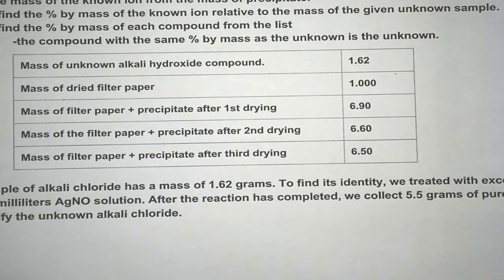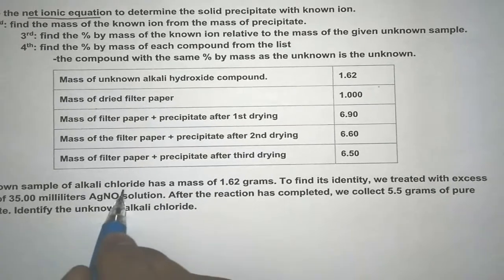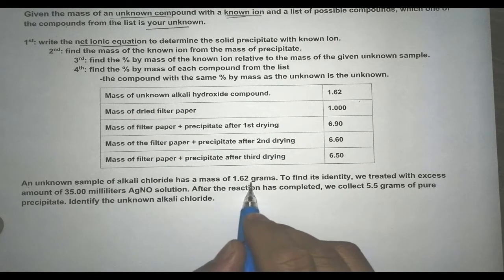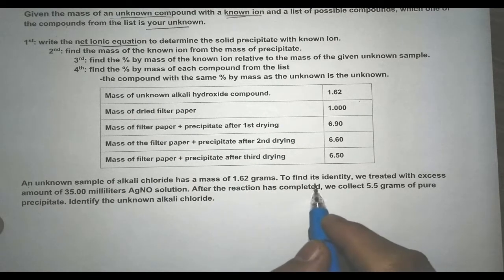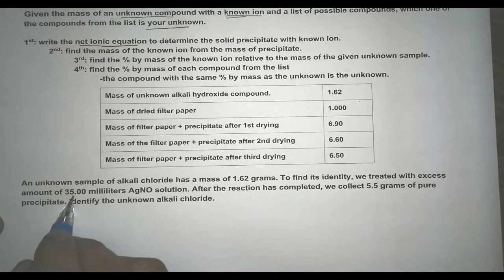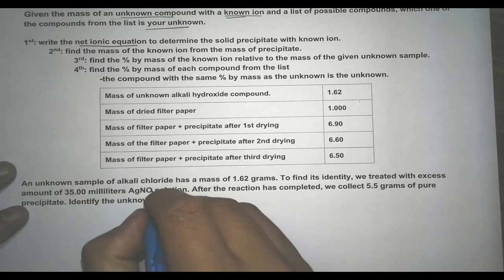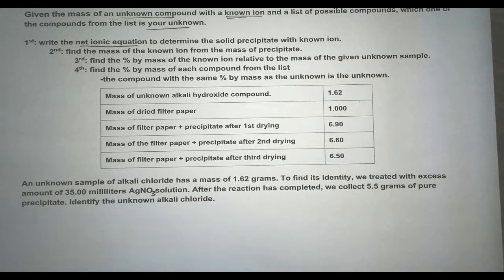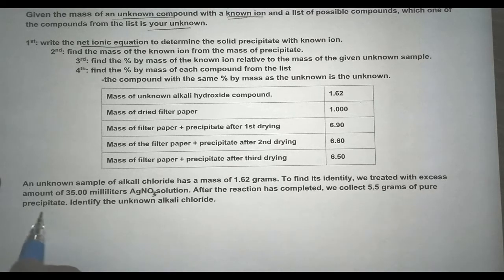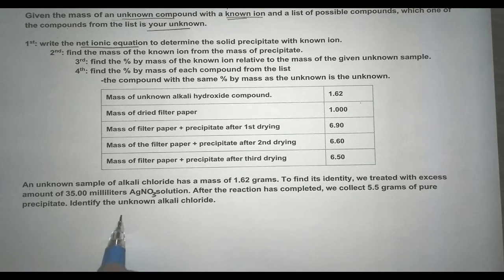Here I have an unknown sample of alkali chloride. It has a mass of 1.62 grams. To find its identity, we treat it with an excess amount of 35.00 milliliters of silver nitrate. In this case, I'm missing a 3 on the silver nitrate formula. Now, after the reaction has completed, we collect 5.5 grams of pure precipitate. Identify the unknown alkali chloride.